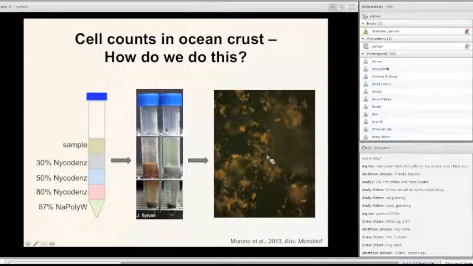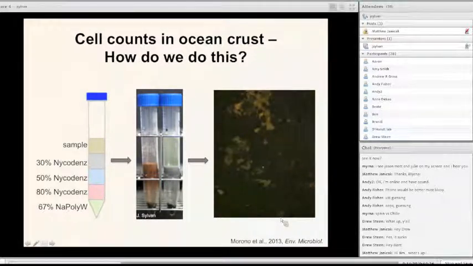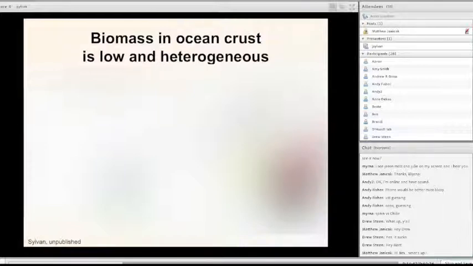But then every now and then you see something that looks like this. And so this is a happy microbial cell from subsurface basaltic crust. And we get really excited, and we do that for a bunch of samples, and we get something that looks like this. And so what you see here is a summary of my work from 3 different sites.